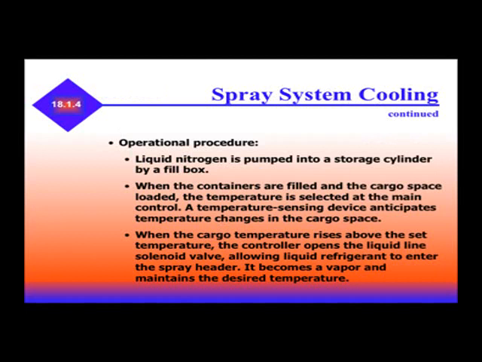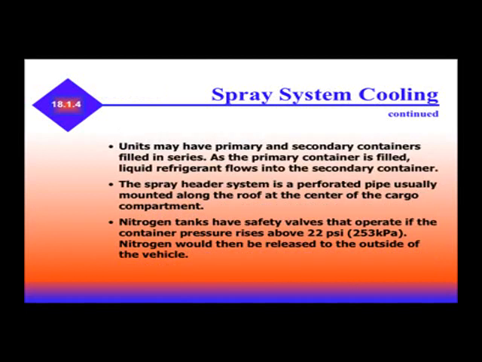The spray system works in the following sequence. Liquid nitrogen is pumped into the storage cylinder by a fill box. When the containers are filled, the cargo space is loaded. Temperature is selected on the main control. A temperature sensing device anticipates temperature changes in the cargo space. When the cargo temperature rises above the set temperature, the controller opens the liquid line solenoid valve, allowing liquid refrigerant to enter the spray header. It becomes a vapor and maintains the desired temperature.